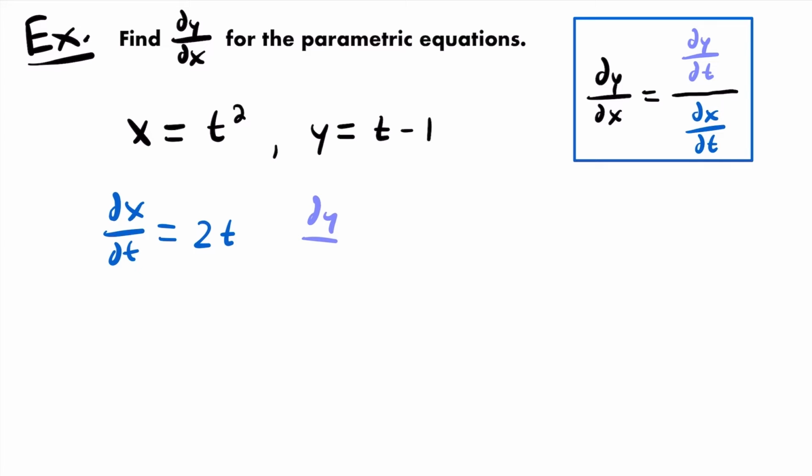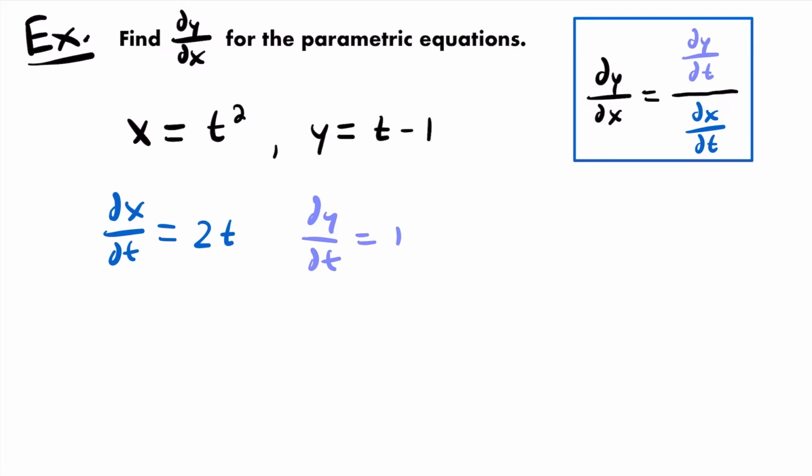And then dy dt, the derivative of y with respect to t, will be equal to the derivative of t minus 1. Now the derivative of t, that's just going to be 1, because the derivative of a variable to the first power is just equal to its coefficient, which in this case would just be 1. We have 1t, and so that derivative is 1. And then the derivative of negative 1 is going to be 0, because negative 1 is a constant, and the derivative of all constants is 0. And so dy dt is just equal to 1.